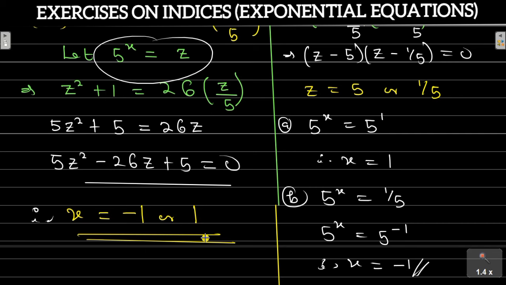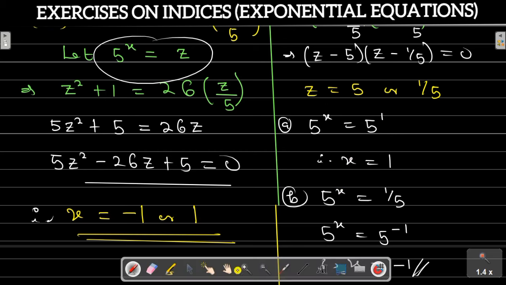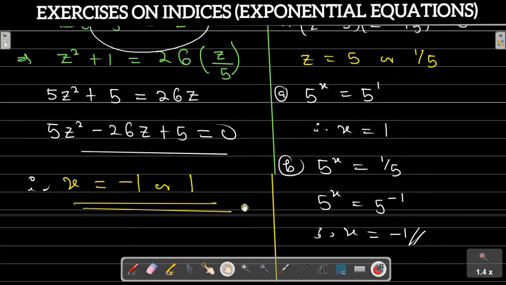Remember that some books will, instead of saying minus 1 or 1, you know, like we've been given two solutions, they will say minus 1 and 1. Either of those statements is actually okay. All right. So this is where we will end it for this section, and also for the topic indices.